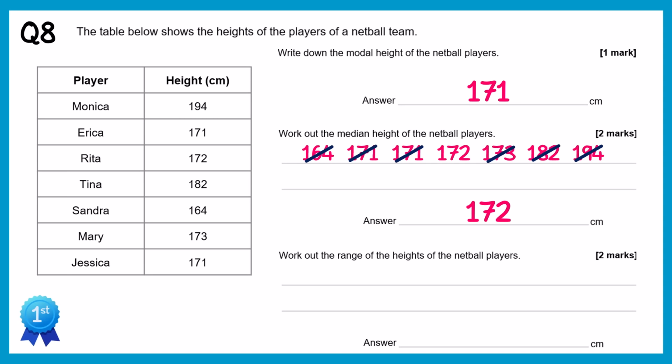For the final part of the question, we need to work out the range of the heights of the players. The range is the biggest take away the smallest. So the biggest height that we can see is Monica at 194, and the smallest was Sandra at 164. So we need to do 194 subtract 164. And if you do this, you'll end up with 30. So the answer is 30.